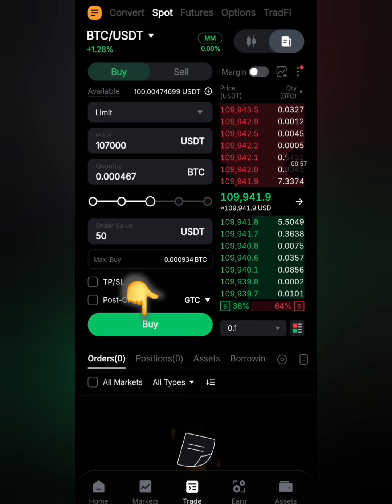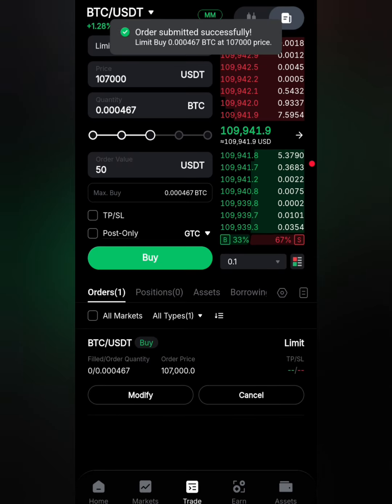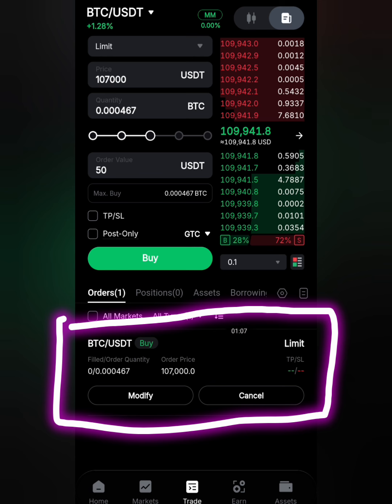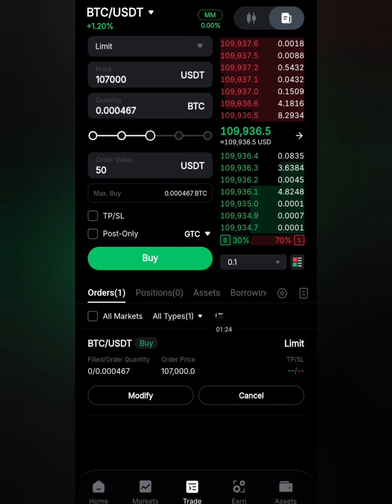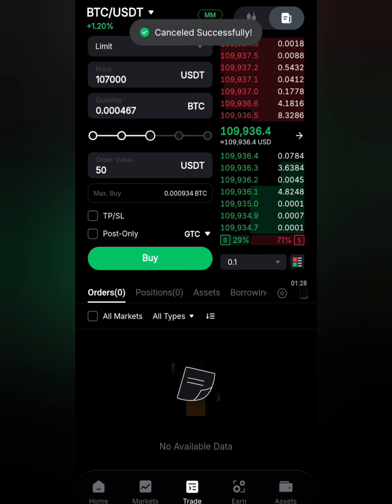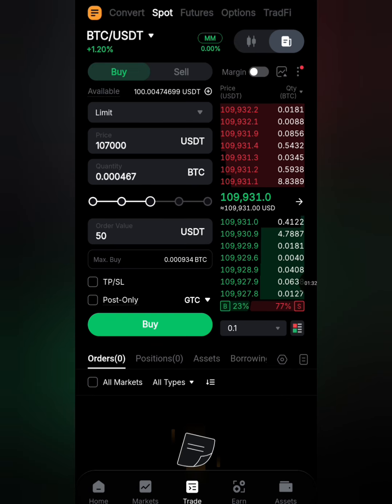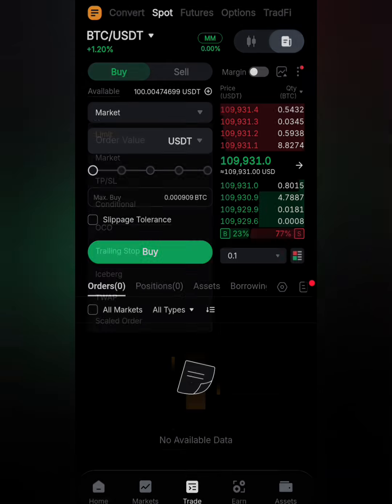Now if I click on the buy button, you can see it right here currently pending, okay? Now this is pending because the price of BTC has not dropped to the conditional price I placed right here, okay? And as it is right now, it has not bought BTC yet, okay? And if I don't want to continue with this trade, I can click on the cancel button to cancel it, okay?